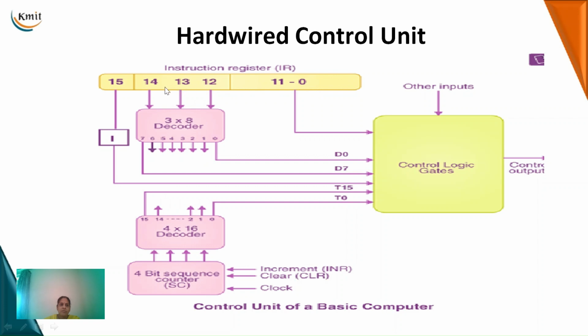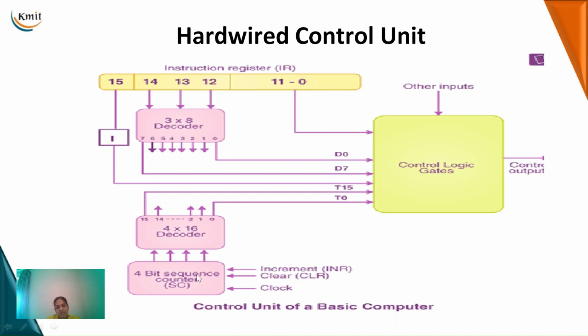The opcode in bits 12 to 14 is given as an input to a 3 by 8 decoder. The decoder generates 8 outputs, D0 to D7, that are given as an input to the control logic gate. The addressing mode bit at bit 15 is transferred to a flip-flop designated by the symbol I. This is the I flip-flop. And the address bits from 0 to 11 are applied to the control logic gates.